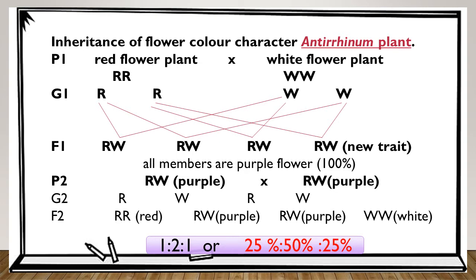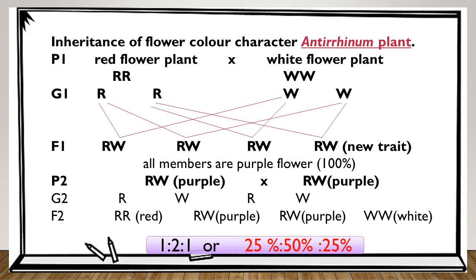It means we have a new trait mixing the red color and the white color, as the red gene, which is represented by R capital, and the white gene, which is represented by W capital, are both dominant, or both strong. There is no one that dominates over the other. So when they meet together, they form a new trait, which is called here purple. So we have 100% of the first generation carrying a new trait, which is purple color flower.